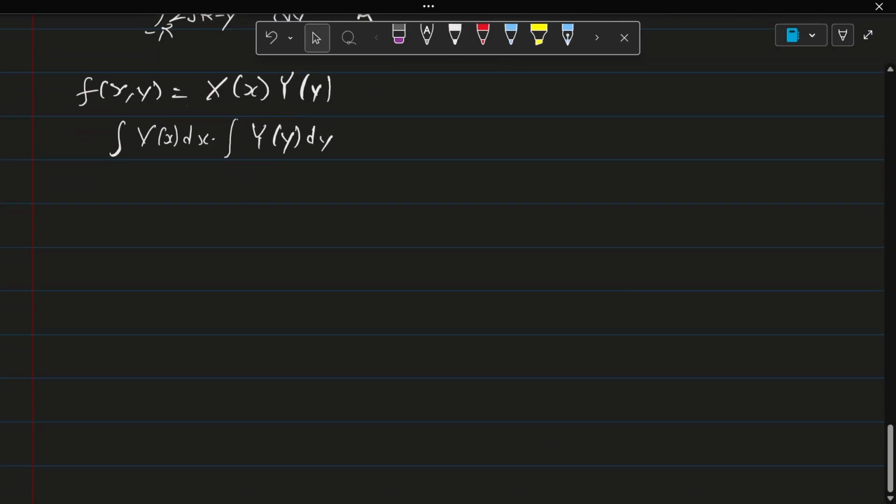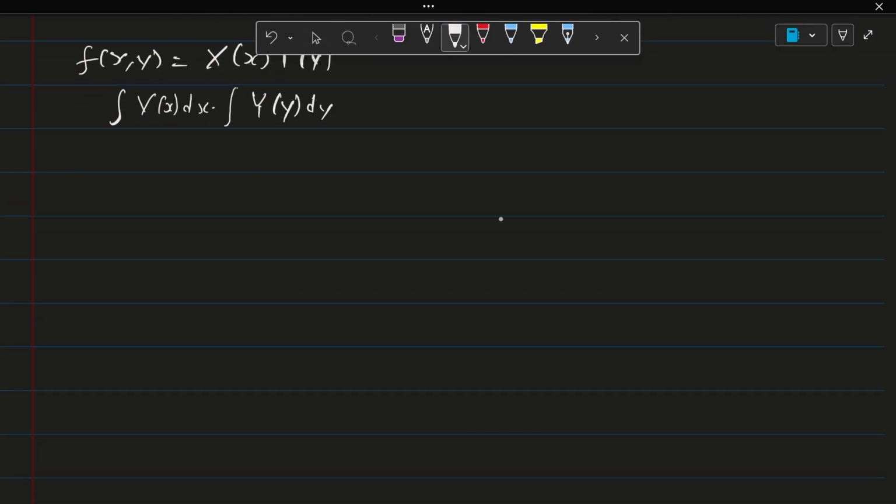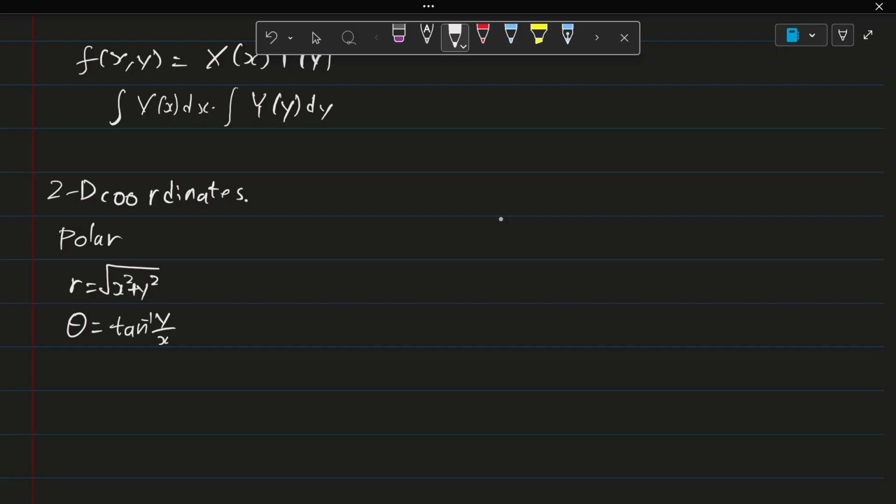So going to the change of variables. I will introduce some coordinate systems first, and then I will teach you about changing the coordinates. One very useful coordinate system when you're doing 2-dimensional systems is polar. So you might know polar to be r equal to the square root of x squared plus y squared, and then theta to be the arctangent of y over x. Or you could denote this as x equals r cosine theta, and y equals r sine theta.